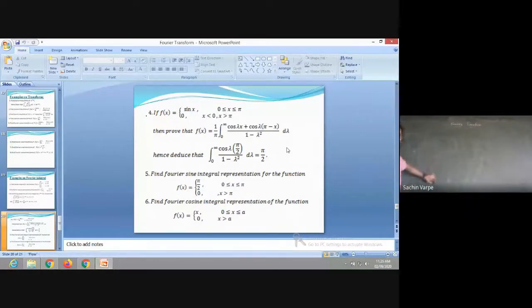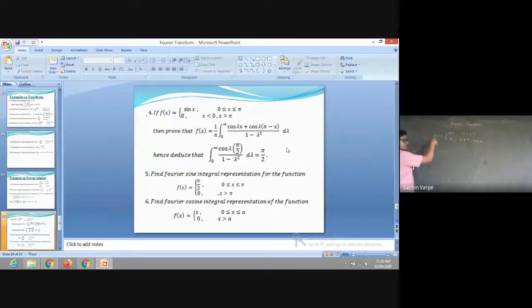I hope the board is visible. So what is given: f(x) is equal to sine x in the interval 0 to pi, and it is 0 for x greater than pi and x less than 0. Is it correct? Yes. So let us check whether the function is even or odd.